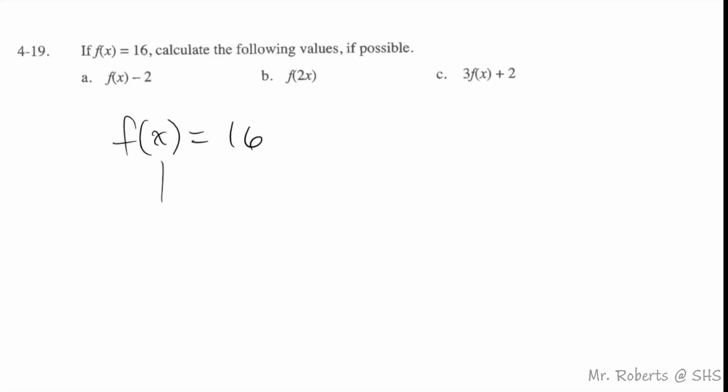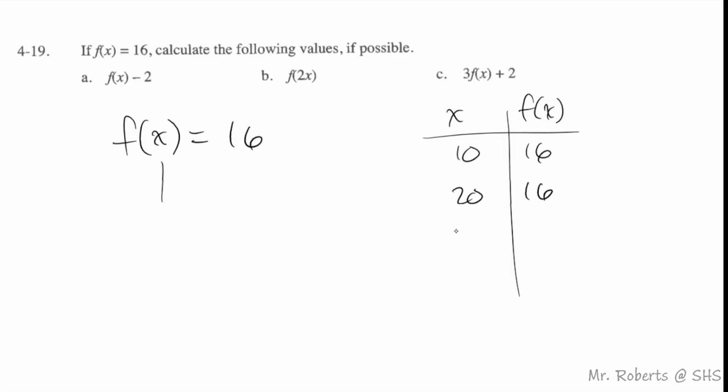If I was to make a table of values for this function, I could say, hey, here's x and here's f of x. If x is 10, it would give me 16. If x was 20, 16. If x was 3,000, right, f of x would still be 16. So this function says regardless of what goes in for x, f of x is always 16. Okay, I think I understand why. There's no variable in the definition for it, right? It's just basically a horizontal line. F of x is always the number 16.